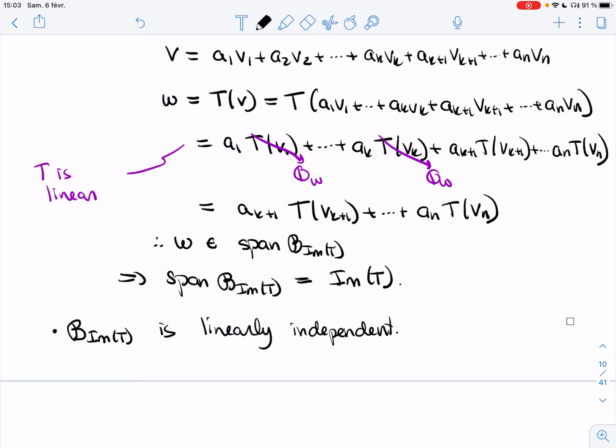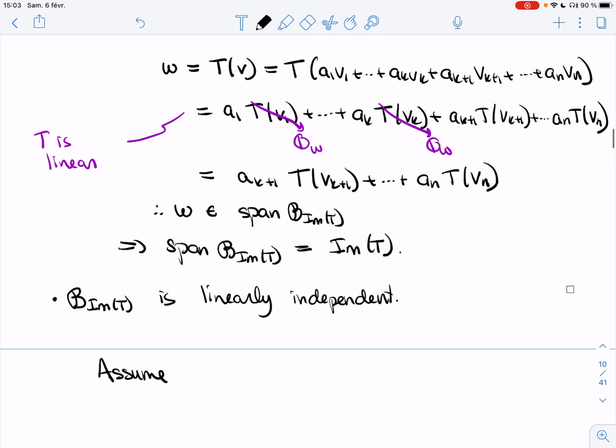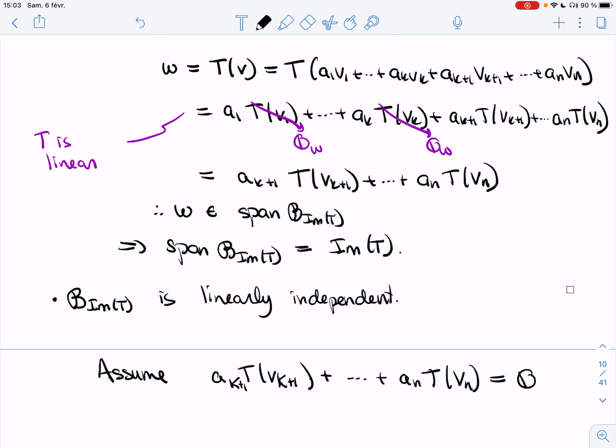All right, so I'm going to start with a linear combination that gives me 0. Let me look back to remind you, these are the elements in the image. So assume a(k+1) T v(k+1) plus up to an T vn. I'm sorry, I started at the wrong level, so let's start again. Let's assume that this gives us a 0 element in W.